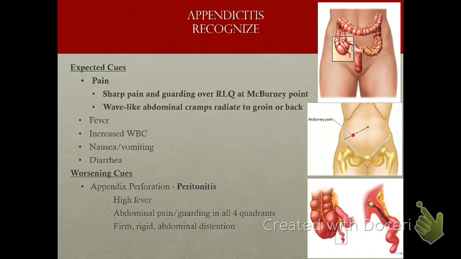But it's an infection of the colon, so fever, increased white blood cells, nausea, vomiting, diarrhea. The risk for it is peritonitis, because if your appendix perforates, it's sending that right into your abdominal area.